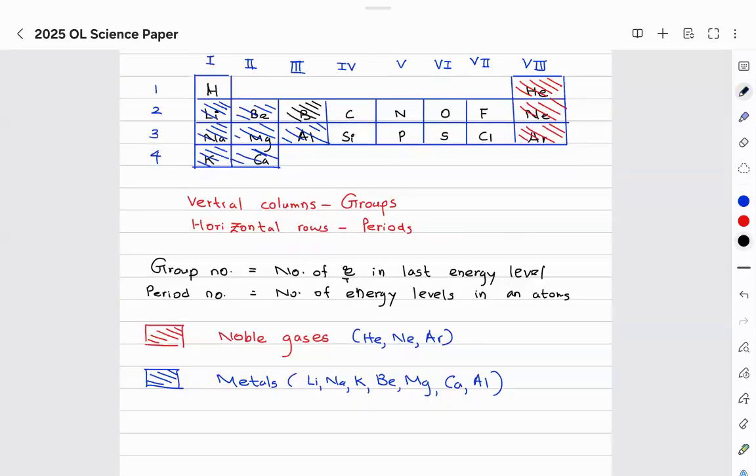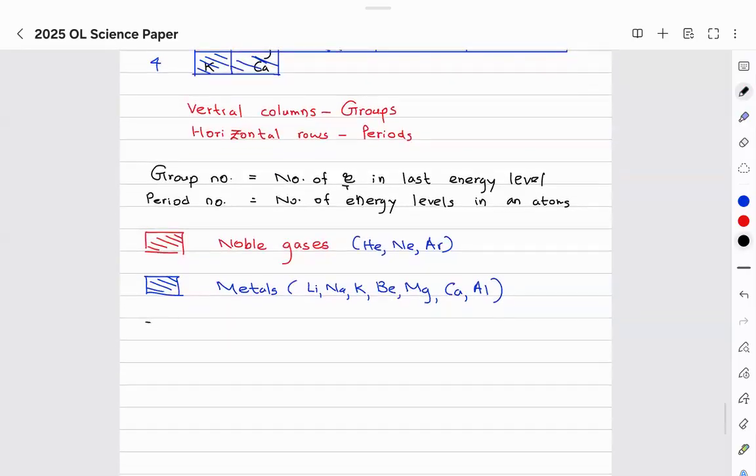Then boron and silicon. Can you remember the specialty of boron and silicon? Yes. So what are boron and silicon? Metalloids. And what does it mean by metalloids? Metalloids means they have both metallic and non-metallic properties. They can act as a metal as well as a non-metal. Boron and silicon. Right?